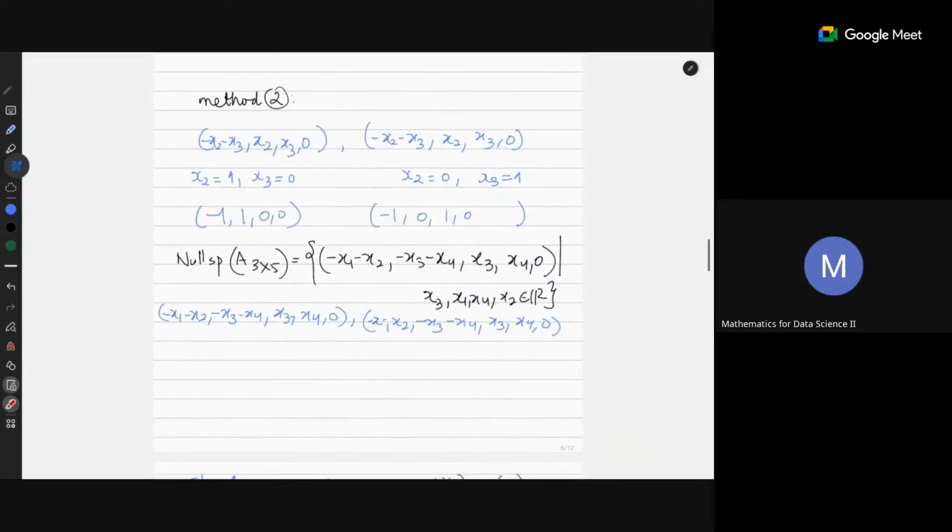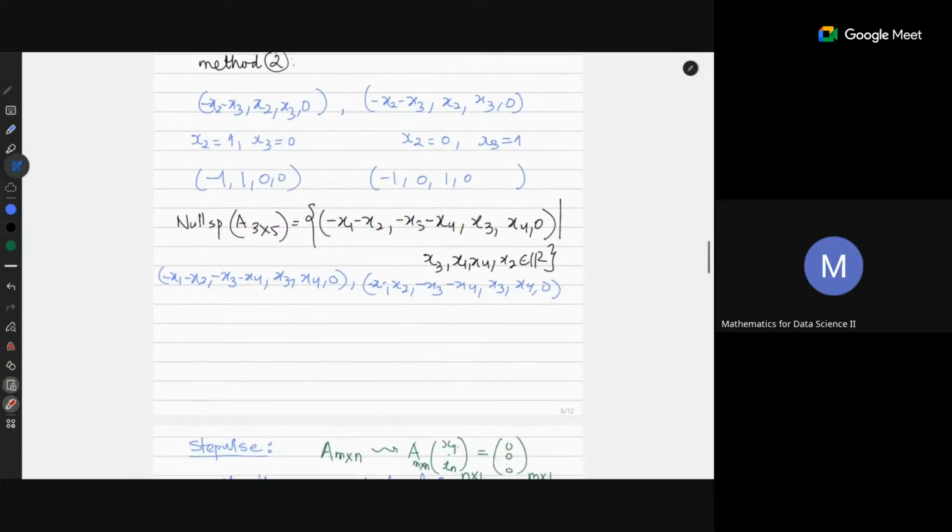Now how many variables are there? x1, x2, x3, x4. So 4 variables, 4 independent variables. Now 4 independent variables means the dimension is 4. So you will write your general vector 4 times. I have written 2 times. Let's write 2 more times. Suppose I have written 4 times.